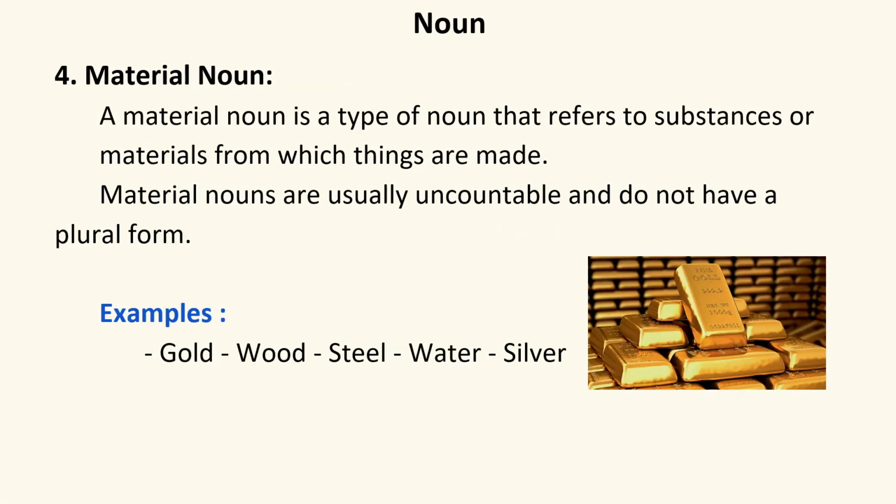Now we have material nouns. Material nouns are actually the raw materials. Whenever we talk about raw material, it means the product should not be a finished product. Otherwise, it will be a common noun. We are talking about only raw material by which we form something. Now this raw material is known as material noun. The material should be raw material, not the finished product.